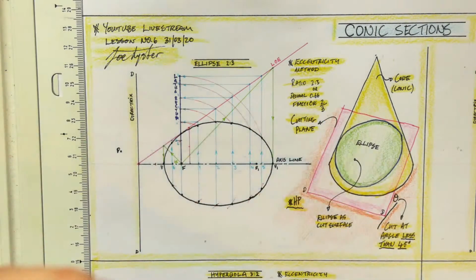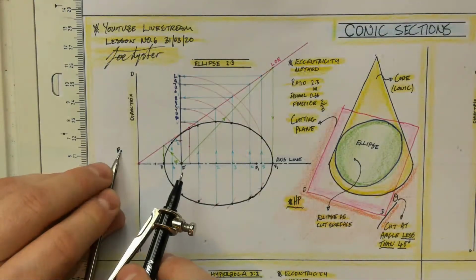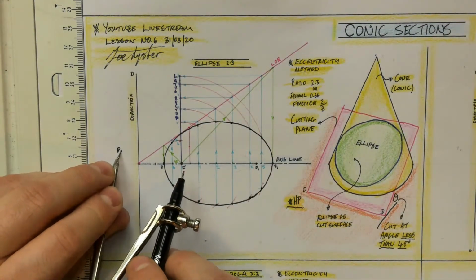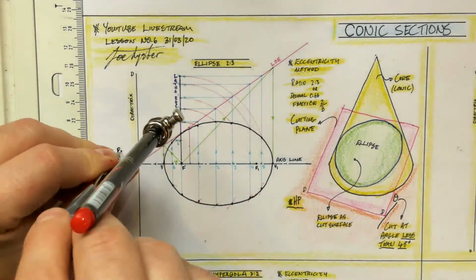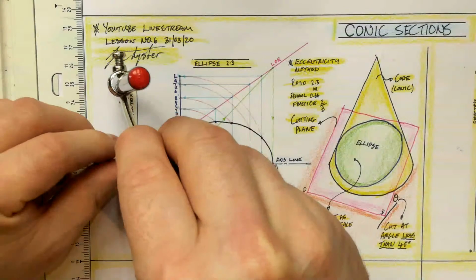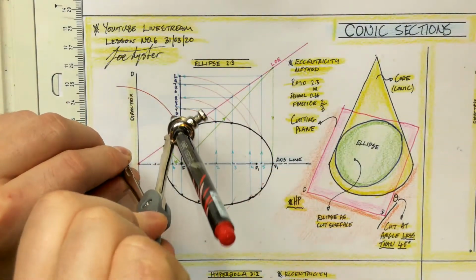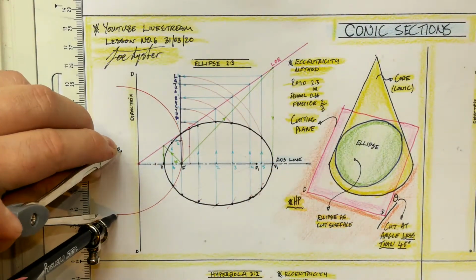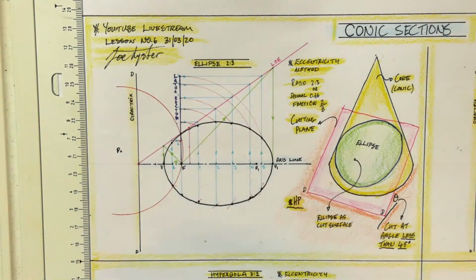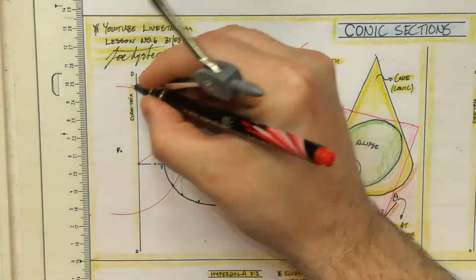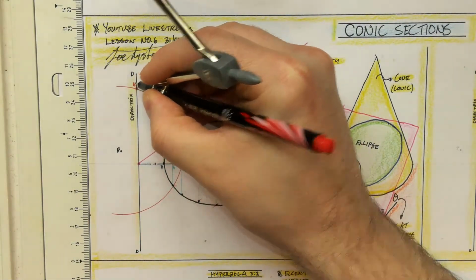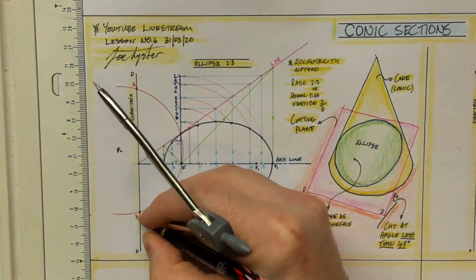So what we do in this situation is put the point of our compass on point P, and we stretch it out to the closest focal point, which is point F. What I'm going to do there is swing an arc like so. You can see that arc intersects the directrix line here. We'll call that point A, and here we'll call that point B.